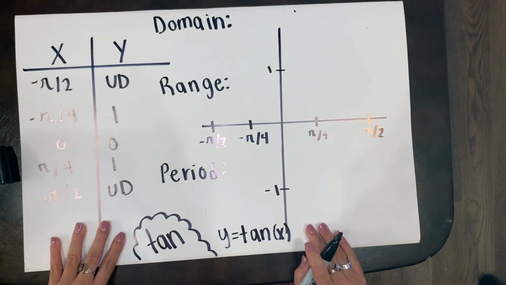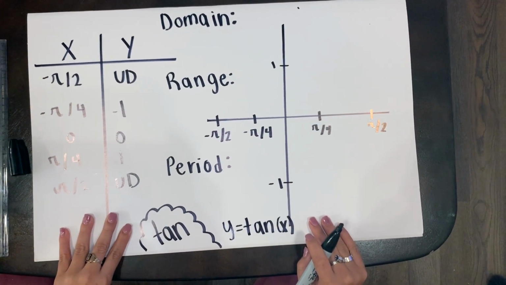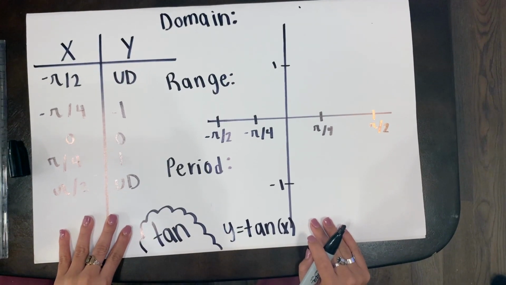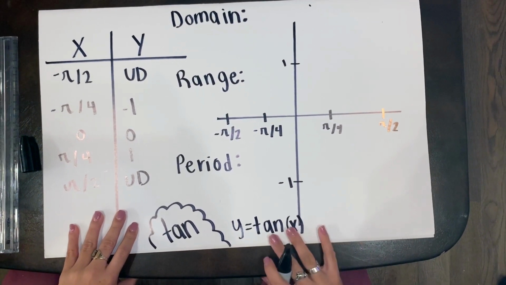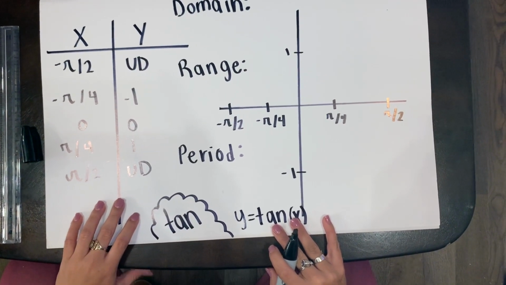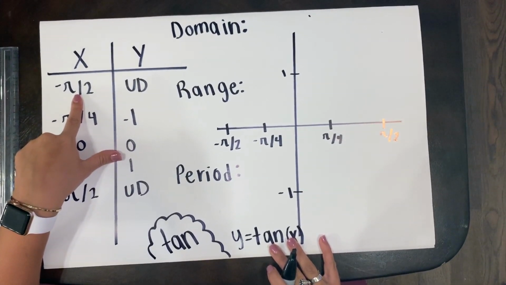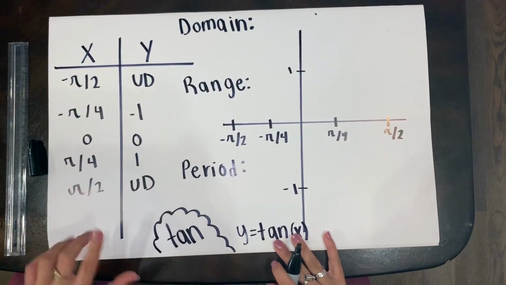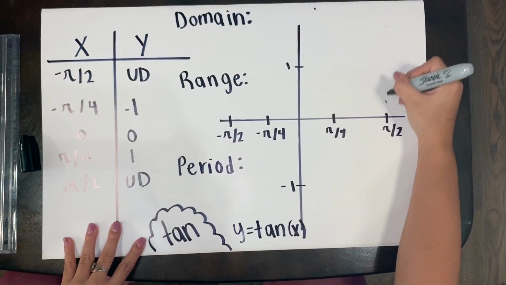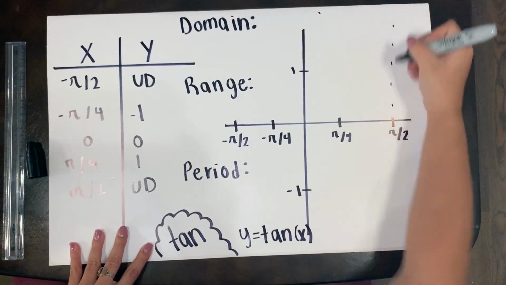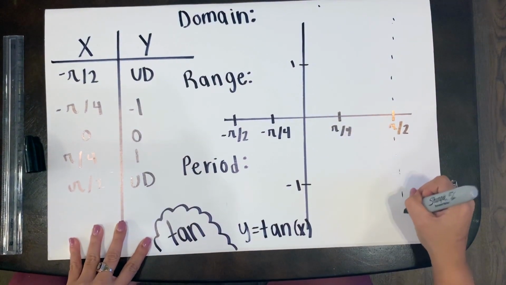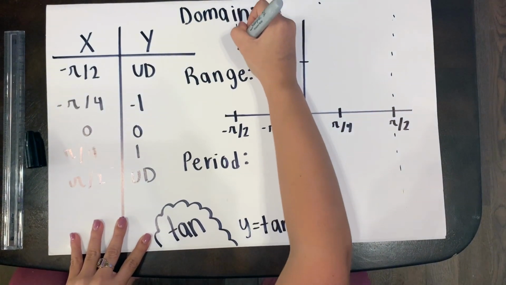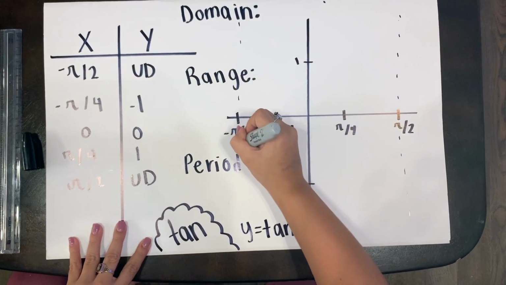Before we graph tangent, we must find our asymptotes. Asymptotes are an area on the graph that is undefined. For tangent, the asymptotes will be where the y value is undefined. If we look at our chart, negative pi over 2 and pi over 2 is where the graph is undefined, so those are where our asymptotes are. We will represent them with a dashed line on the graph. The x values cannot cross the dashed line. Now let's graph.